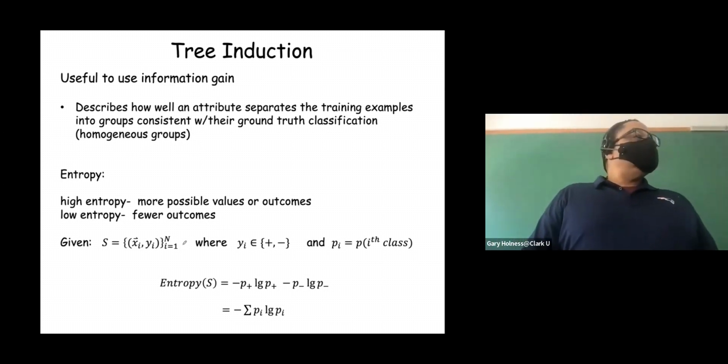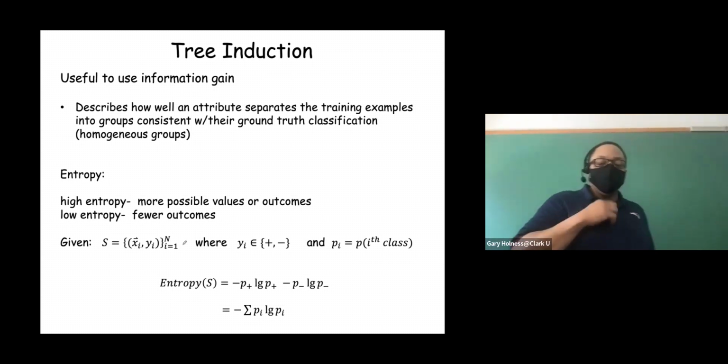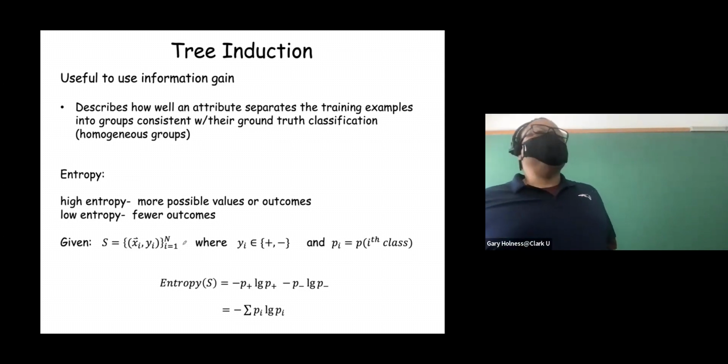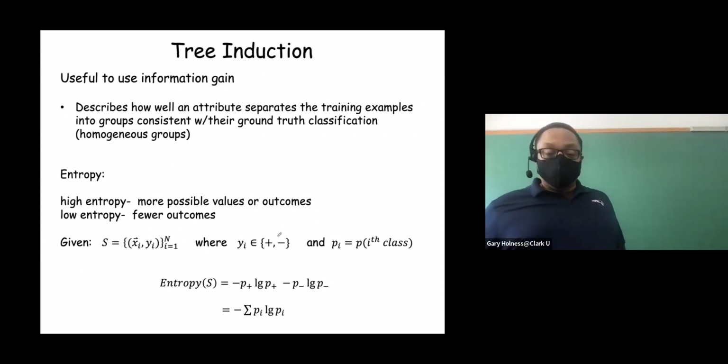Does that make sense? Any questions? No? And so, for example, suppose we have a set of label instance pairs. And in the binary case, we have the positive instances, those are the +1 labels. And we have the -1 instances, those are the -1 labels.